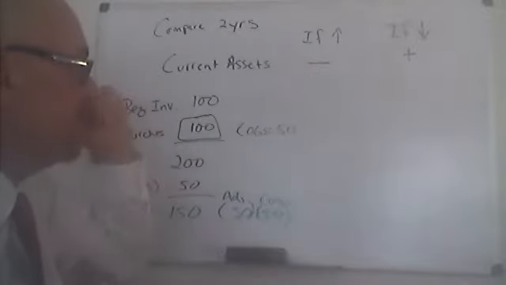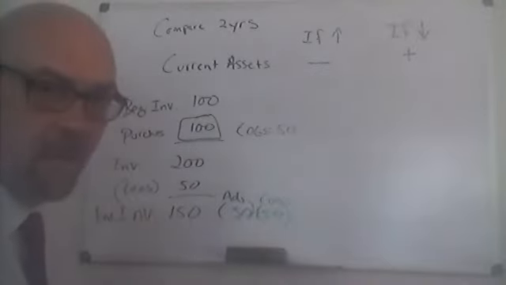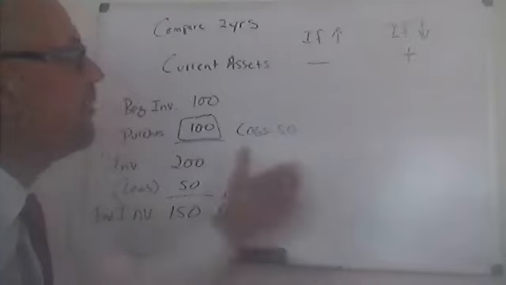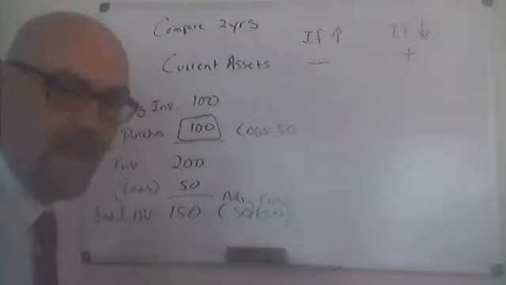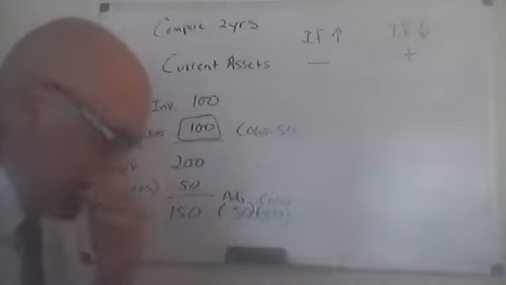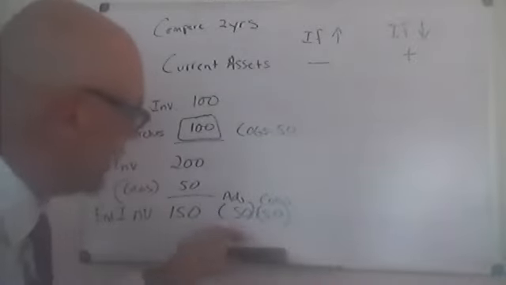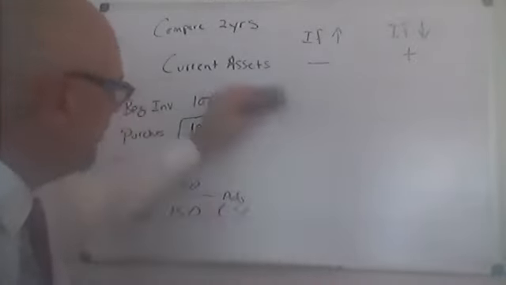When our current assets go up, we need to subtract the amount that went up from net income to find out how much cash was actually spent. If the amount goes down, we need to add that amount to net income because we spent more than was actually put onto our balance sheet, okay?